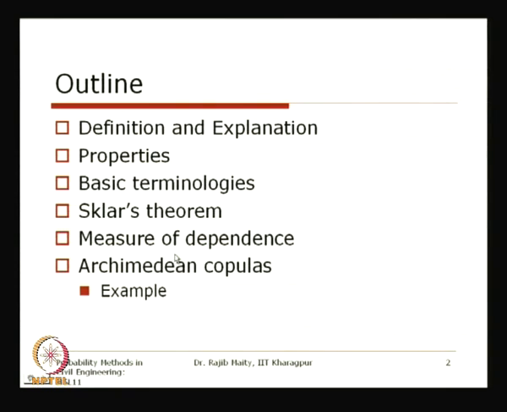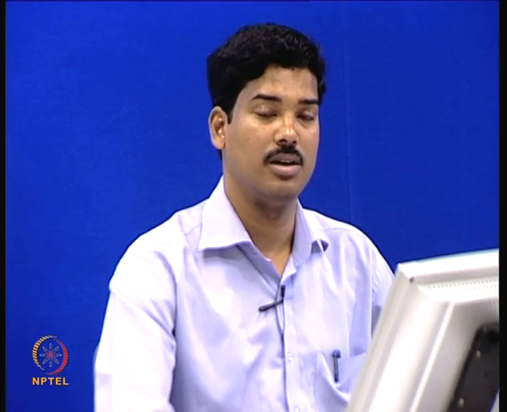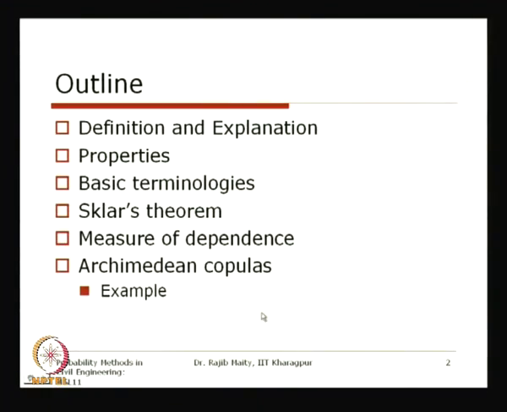Then we will discuss specifically some Archimedean copulas. There are different classes of copulas, for example the elliptical copula and the Plackett copula, but so far many applications in different problems of civil engineering have been found through the Archimedean copula. So we will specifically see what the Archimedean copula means, and we will see some examples of Archimedean copulas towards the end of this lecture.